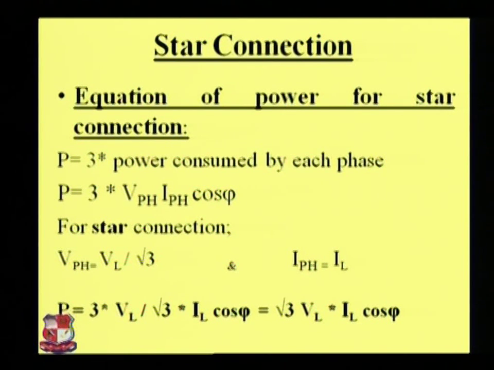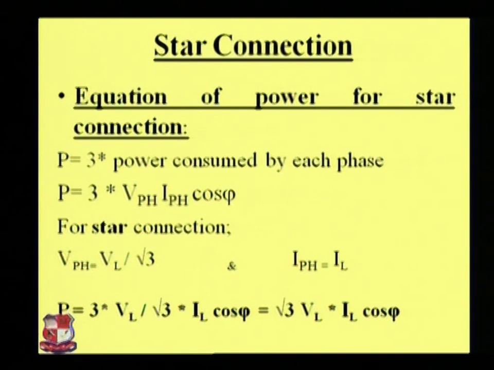Here we are talking about the star connection, so P equals 3 into VPH into IPH cos phi, because each individual phase power is consumed, that's why we are taking VPH and IPH. For the star connection, VPH equals VL by √3 and IPH equals IL. Substituting the values of VPH and IPH into the equation of P, we get P equals 3 into VL by √3 into IL cos phi.